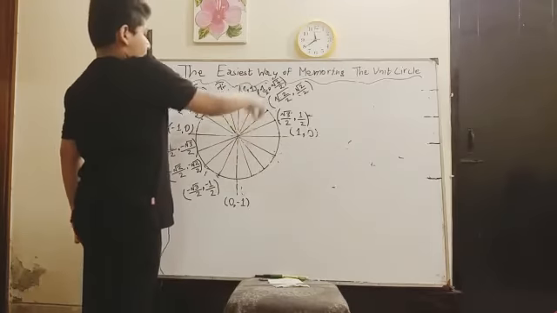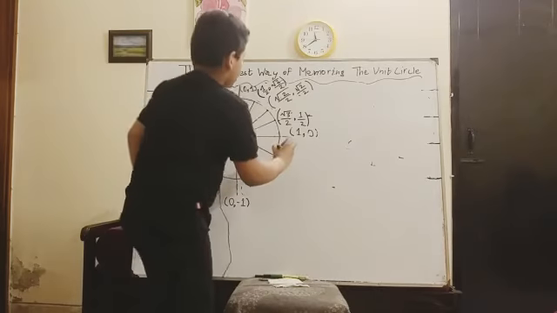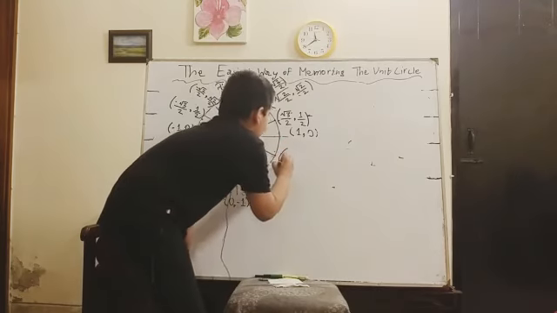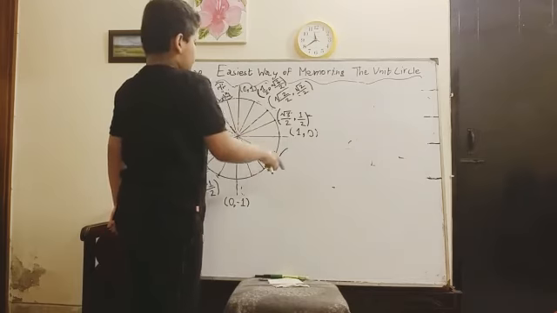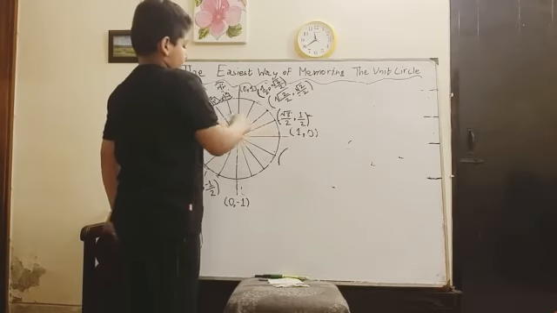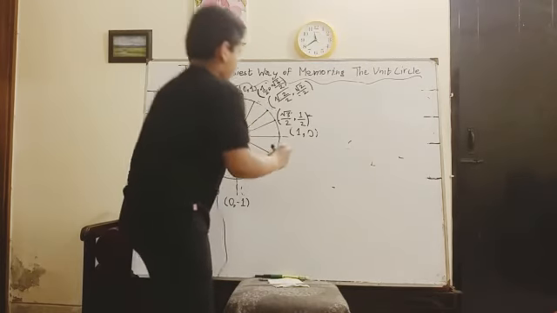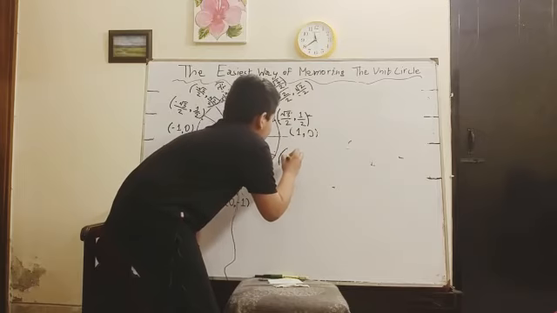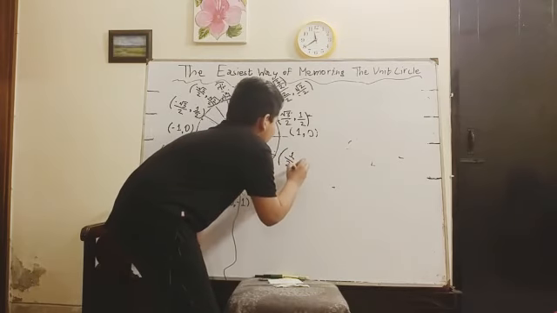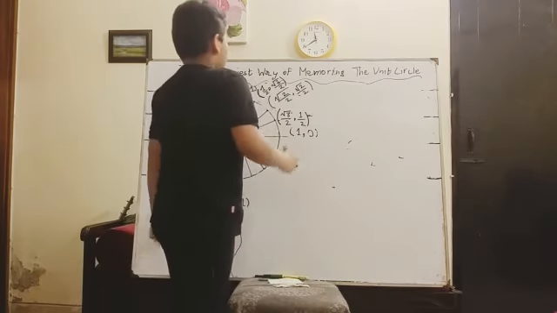Now to this side, in this side, the y would be negative and the x would be positive. How? What a coincidence.